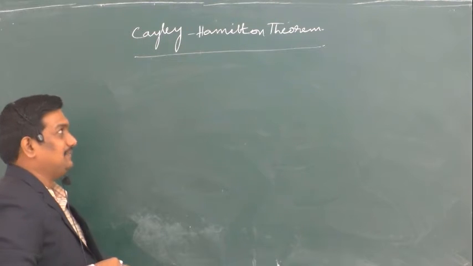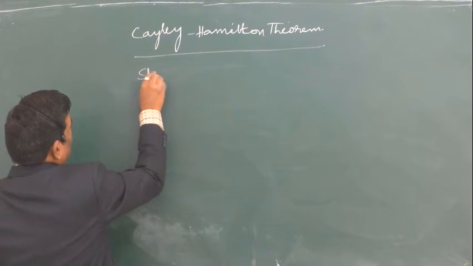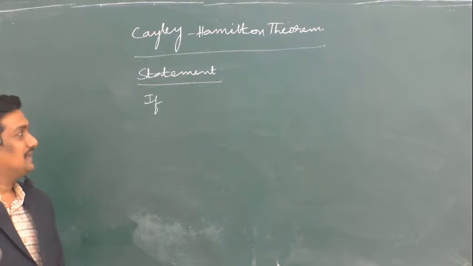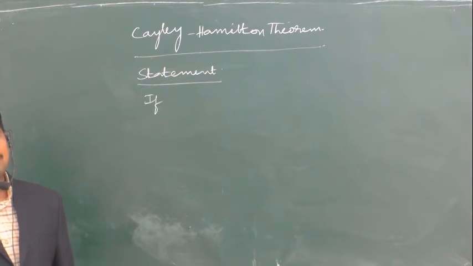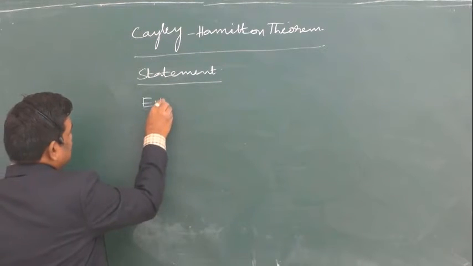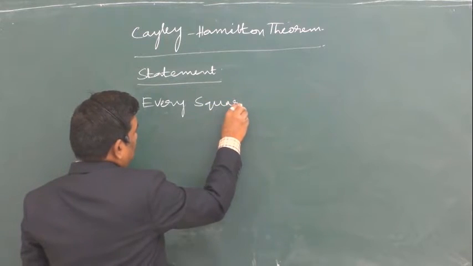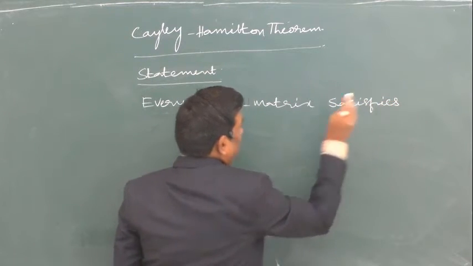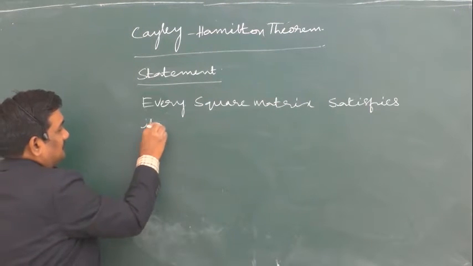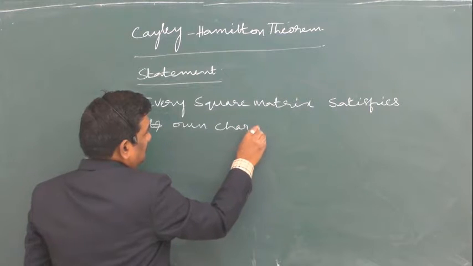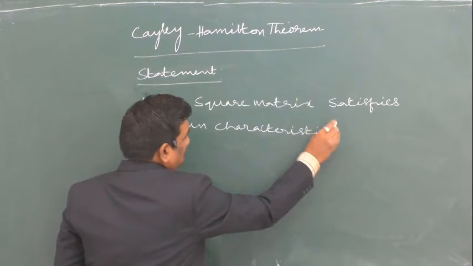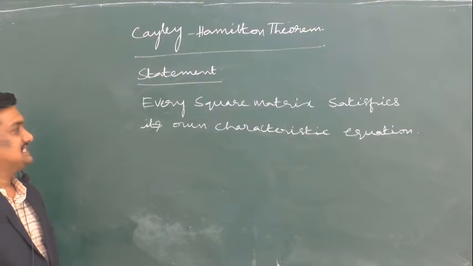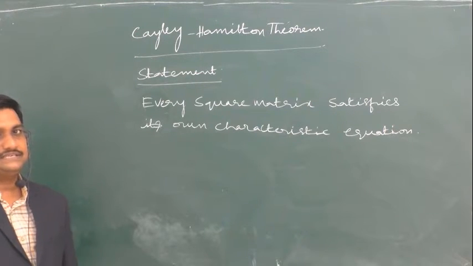Now let us see the statement of Cayley-Hamilton theorem. The statement of Cayley-Hamilton theorem is: every square matrix satisfies its own characteristic equation. So this is the statement of the theorem. Every square matrix satisfies its own characteristic equation.